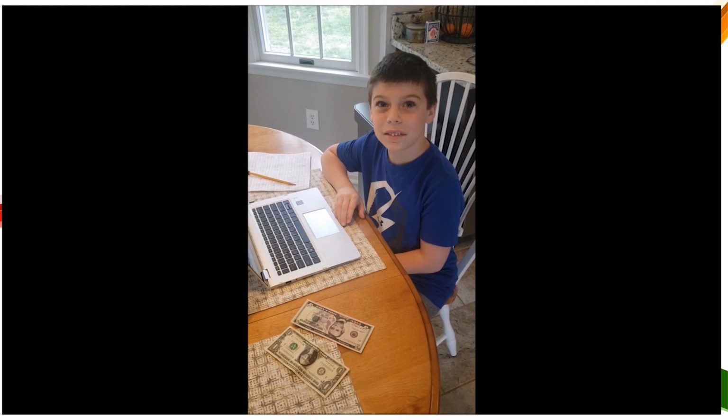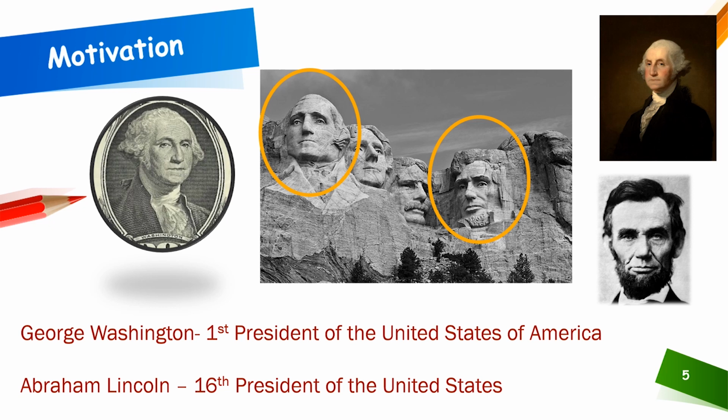Matthew did a great job helping us today as we examined a $1 and $5 bill. And he was absolutely right. George Washington and Abraham Lincoln are both very special. In fact, they were two of our presidents. George Washington, who was on the $1 bill, was our very first president. And Abraham Lincoln, on the $5 bill, was our 16th president.